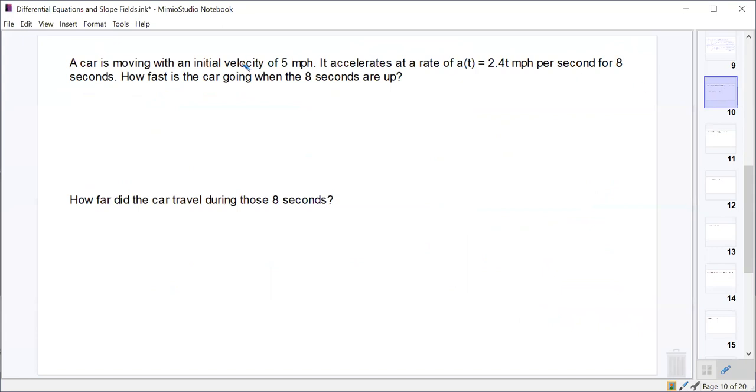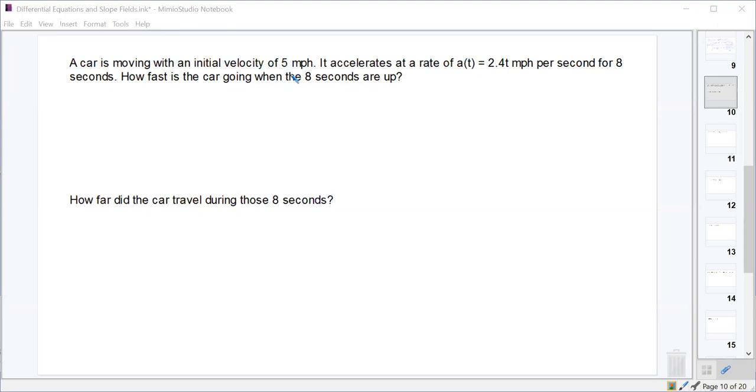So we're given a car that has an initial velocity of 5 miles an hour, and we're given its acceleration function. We want to know how fast it's going after 8 seconds, and we want to know how far it traveled during those 8 seconds. So I'll give you, I don't know, 2 or 3 minutes to try and sort through that and see if you can figure it out. Sound good? Okay, ready, go.